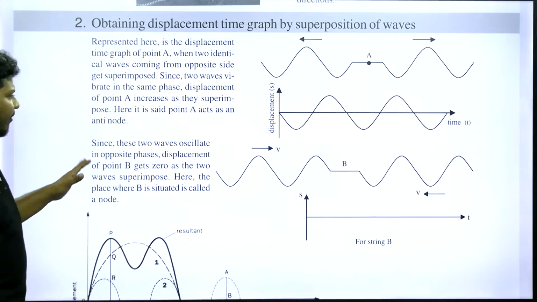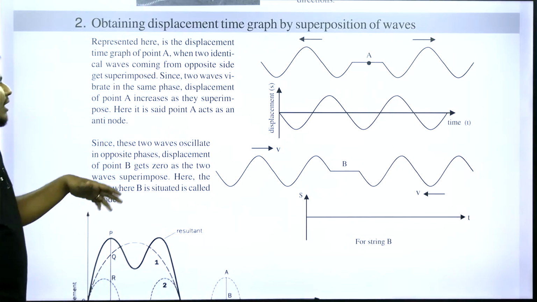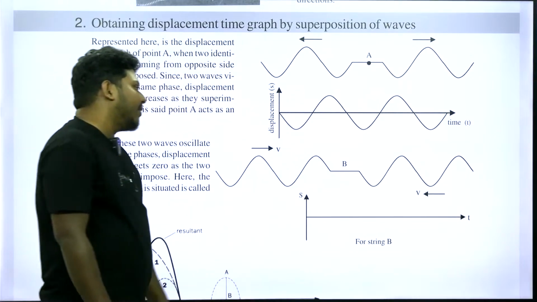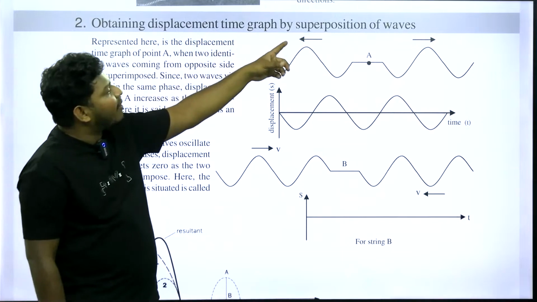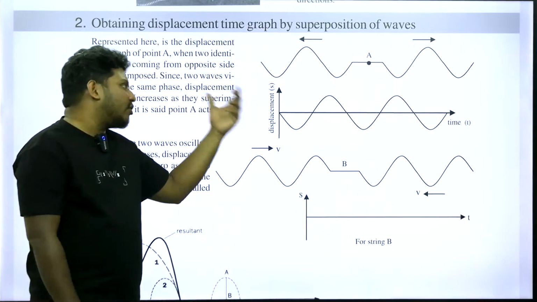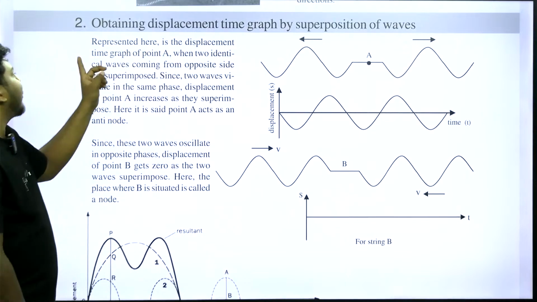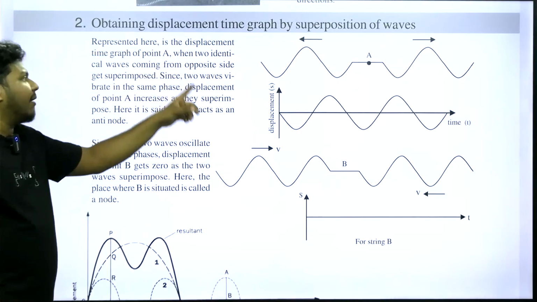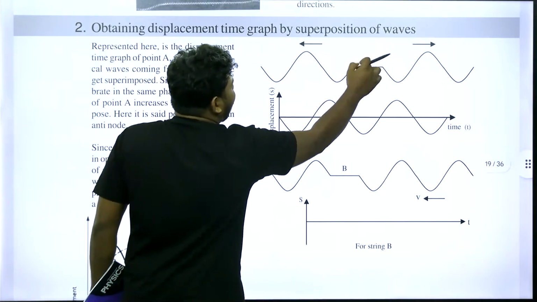You don't need to go this deep, these are very simple. The displacement time graph is given here. What you want to do here is obtain the displacement time graph by the superposition of the waves. So you are going to obtain the superposition graph. Look at this one. Represented here is the displacement time graph of point A.